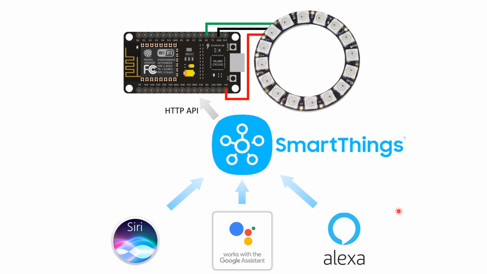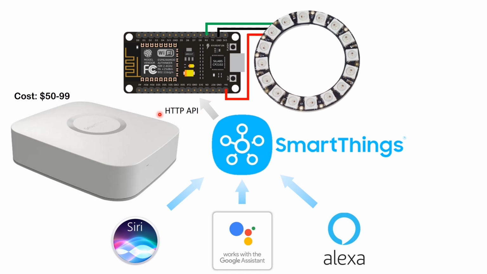Another way to do this is probably to use some kind of hub. I'm just putting an example here. In this case, we are connecting all these assistants to a SmartThings hub, and our SmartThings hub can connect to ESP8266 using HTTP API, and the cost of having a hub again is somewhere around $50 to $100, and setting all these up, as well as the HTTP API or the REST API for a device, takes around half a day to a day to actually do all this.